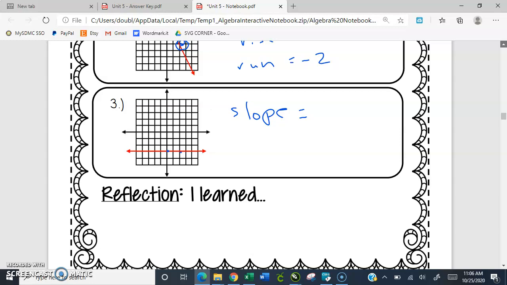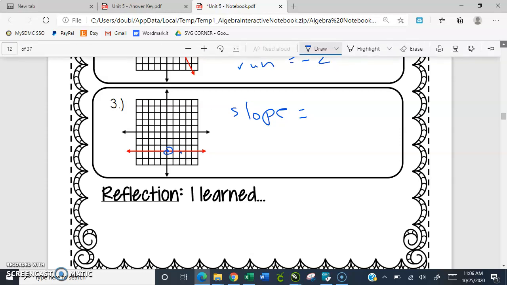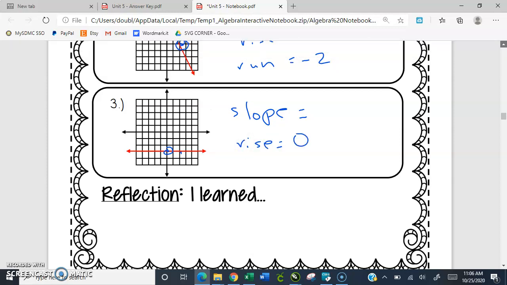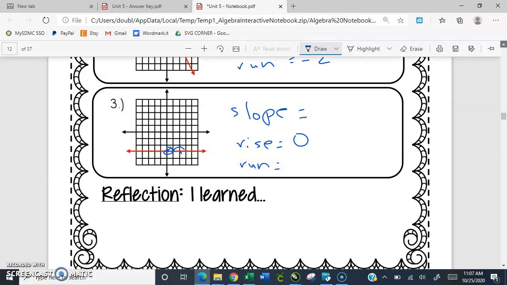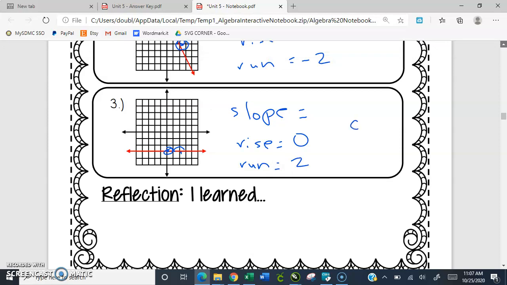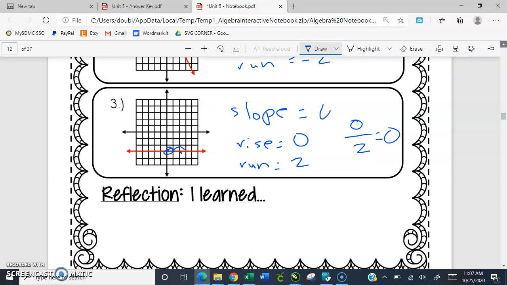So our rise. So how many times did this point go up to touch the other point? You're right. It didn't rise at all. So our rise is 0. How many did it go over? 1, 2. So our run equals 2. So we have 0 divided by 2. And anything that divides 0 equals 0. So our slope is 0.